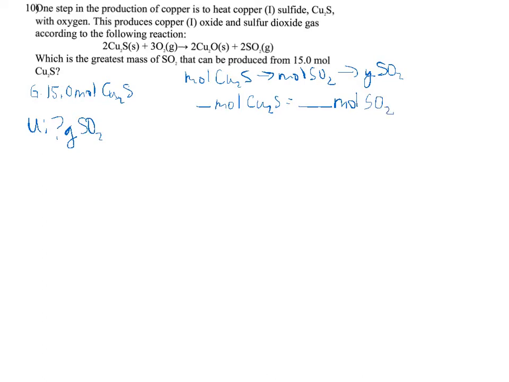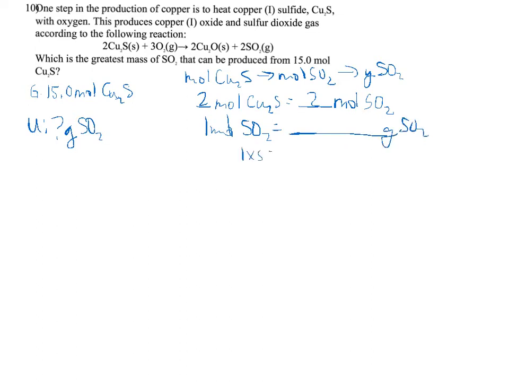So we look up at our balanced equation. There's a 2 in front of the Cu2S, so that means 2 moles of copper 1 sulfide. And then we have a 2 in front of sulfur dioxide, so this is a 2-to-2 ratio. 2 moles of copper 1 sulfide goes to 2 moles of sulfur dioxide. And then we need to do our molar mass of sulfur dioxide, because now we need to get from moles into grams of the same substance. That's always molar mass. So 1 mole of SO2 equals blank grams of SO2.